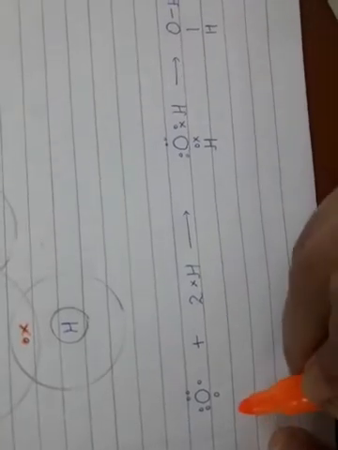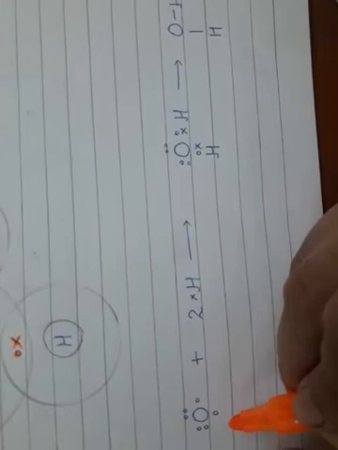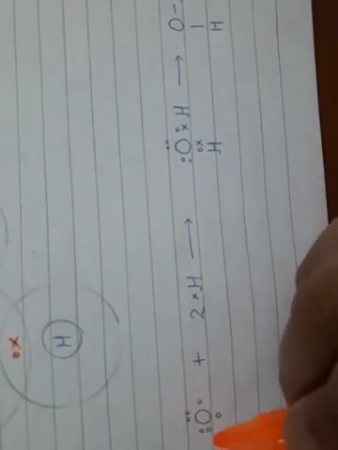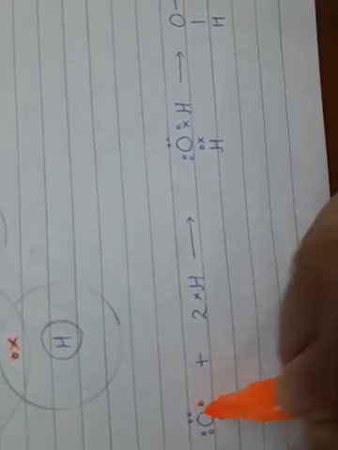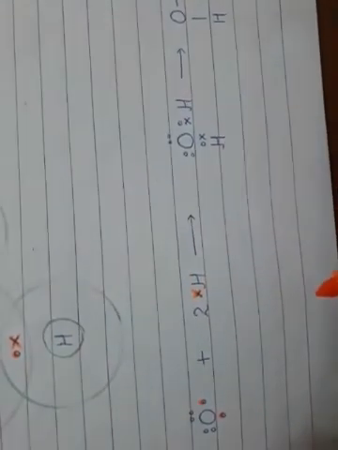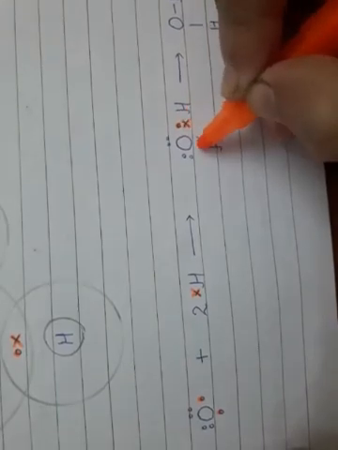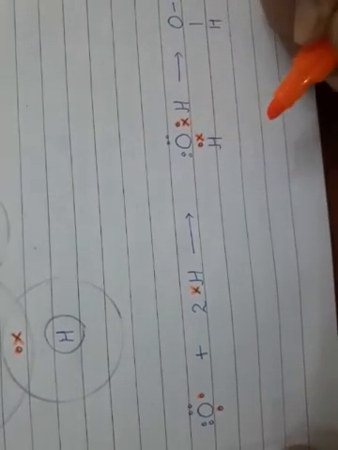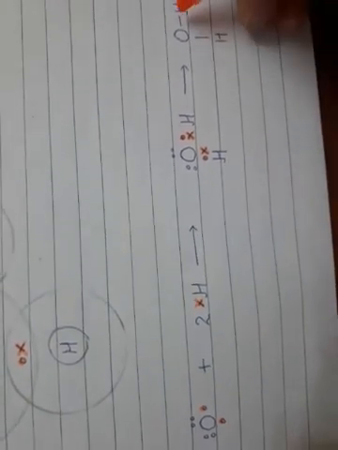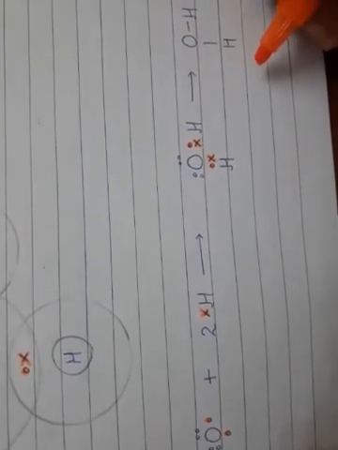Have a look at its dot cross structure. Oxygen: in the dot cross structure we only show the valence electrons, 1, 2, 3, 4, 5, 6, with 2 atoms of hydrogen, such that you have O here and here. They have been sharing 2 pairs of electrons. So you have 2 single covalent bonds.